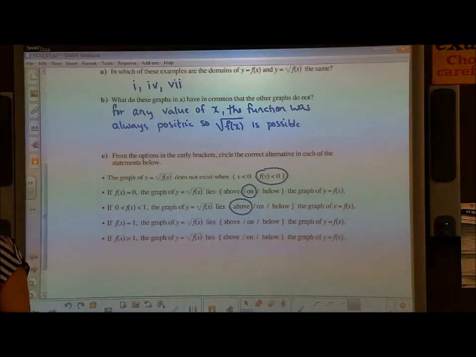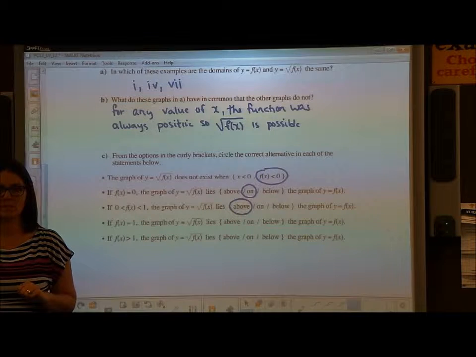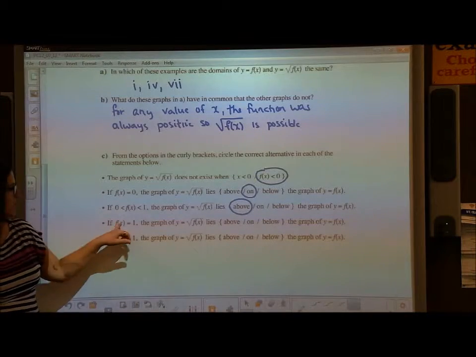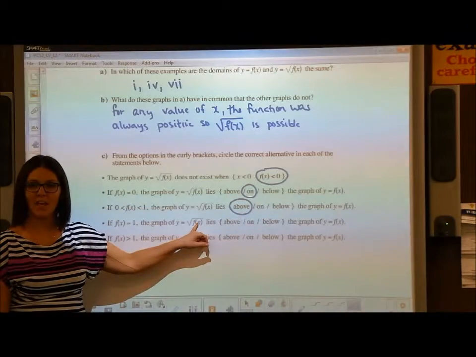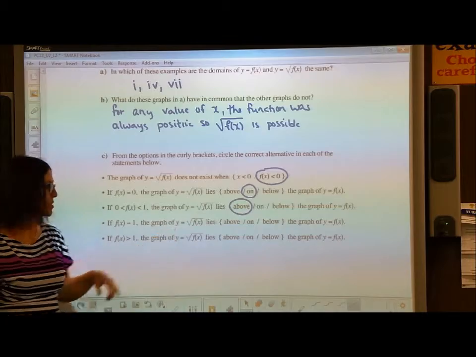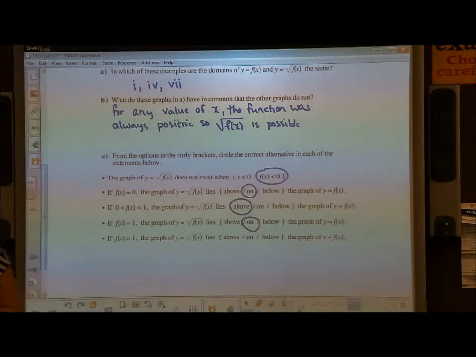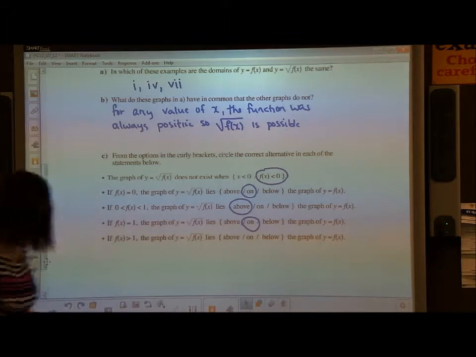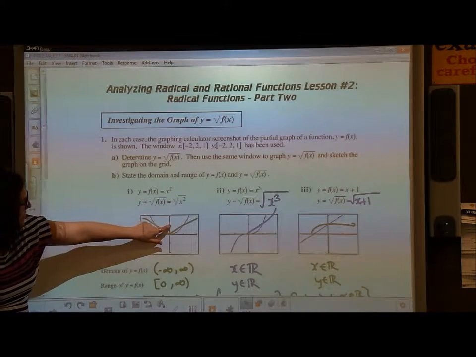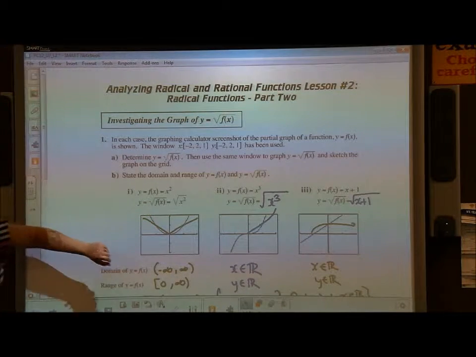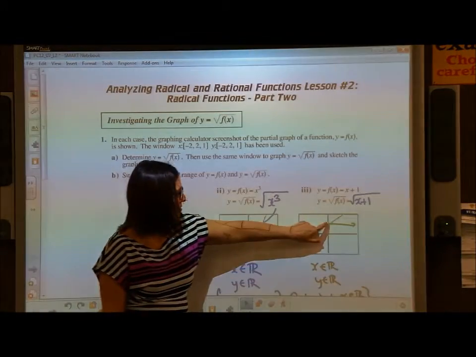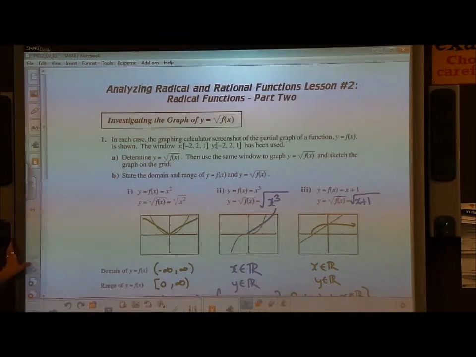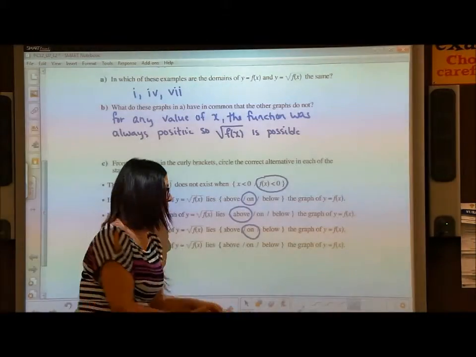When f of x was equal to 1, what's the square root of f of x equal to? So if f of x is equal to 1, if I put 1 in for f of x, what do I get? 1. So these two values are the same, which means it's going to be on the graph. And then when f of x is greater than 1, I get that transition. So again, if I go to the previous page, when f of x is greater than 1, it's now going to be below the graph. When it's greater than 1, I'm now below. So when f of x is greater than 1, the square root of f of x will be below the graph.